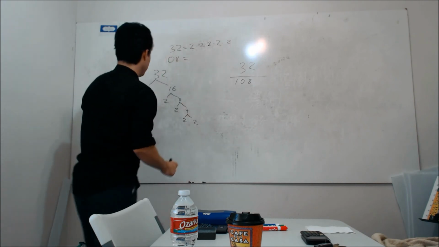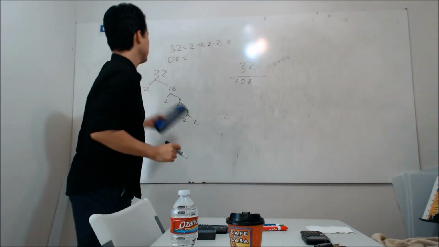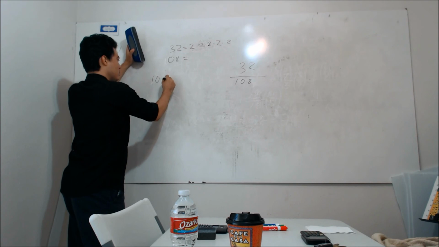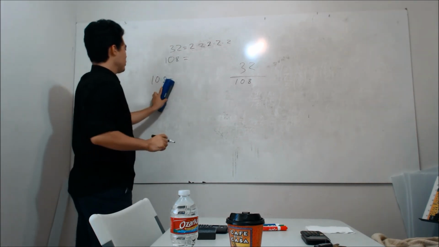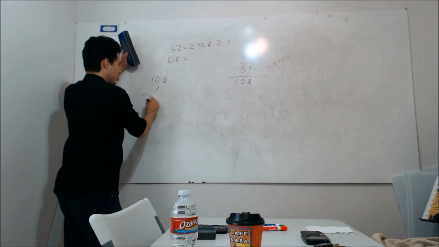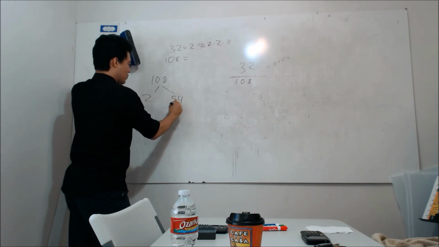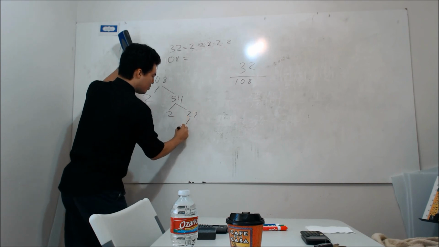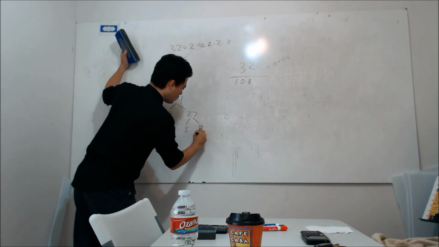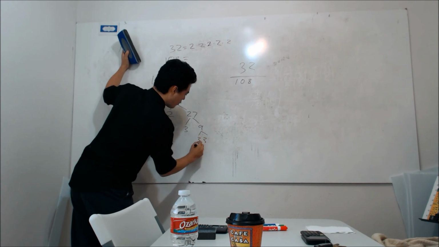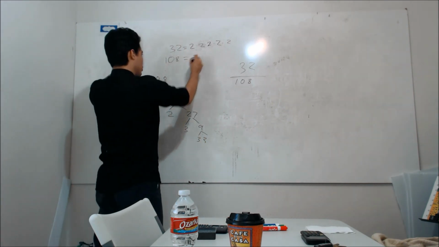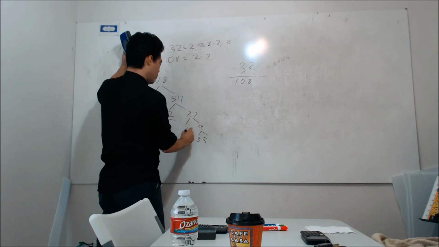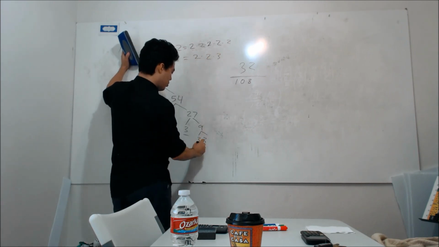And 108 is equal to, we're going to make another factor tree over here. So 108 is equal to 2 times 54. 54 is equal to 2 times 27. And 27 is equal to 3 times 9, which is equal to 3 times 3. So 108 is equal to 2 times 2 times 3 times 3 times 3.